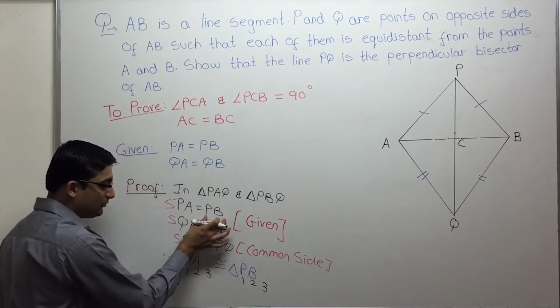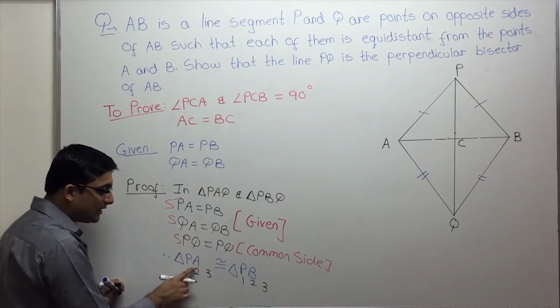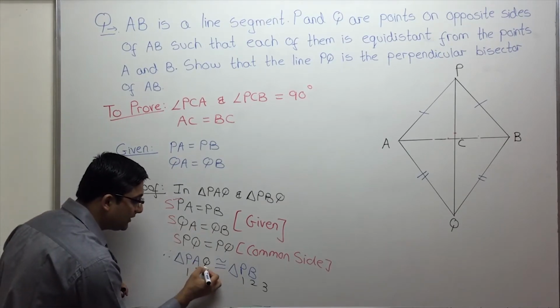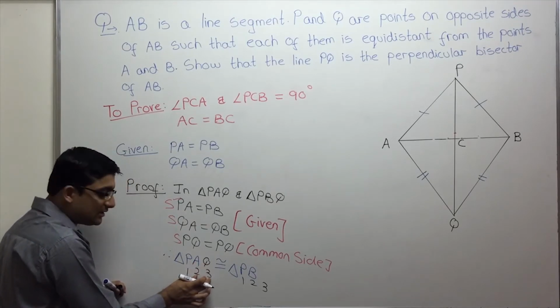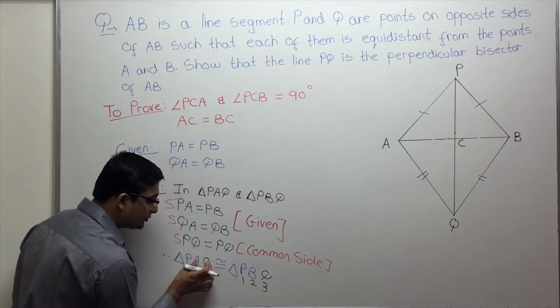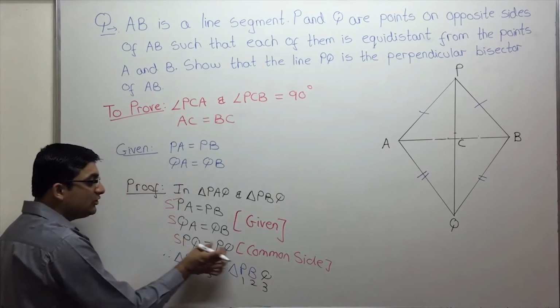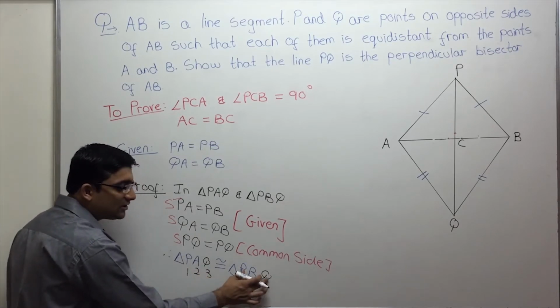Now PA is equal to PB. Next, QA has to be equal to QB. So what is QA? I have A over here, put a Q over here. QA is what? Second and third letter. This will correspond to second and third letter. So here we need a Q. So QA is equal to QB. Next, PQ should be equal to PQ. PQ, first and third letter, will correspond to first and third letter PQ.